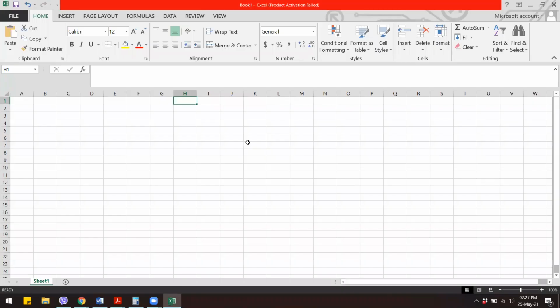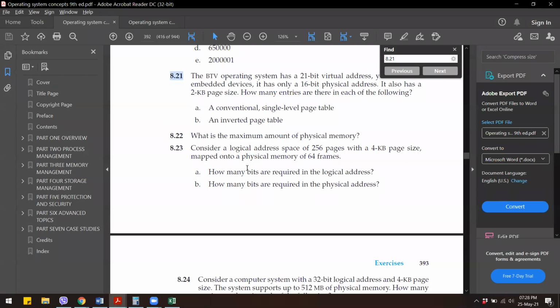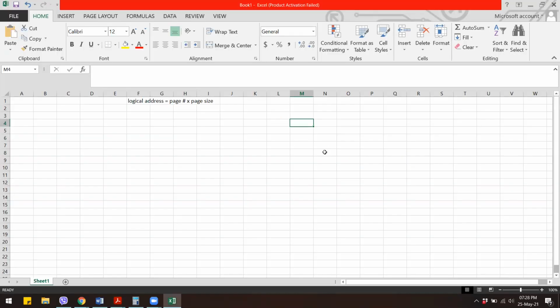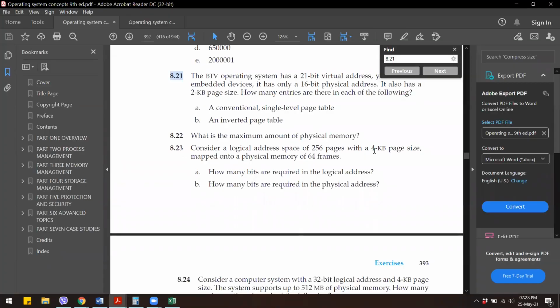We have said that the logical address is made up of two parts, the page number and the offset, or we can say the page size. When we combine the two, we get the logical address, so these two will be multiplied. This is the same as writing the number of pages multiplied by the page size. In this question, the number of pages is 256, so in the logical address there are 256 pages, and we'll multiply that by the page size, which is 4 KB.